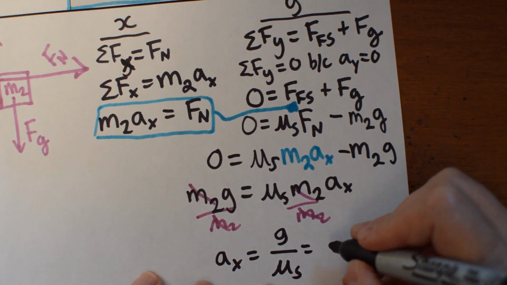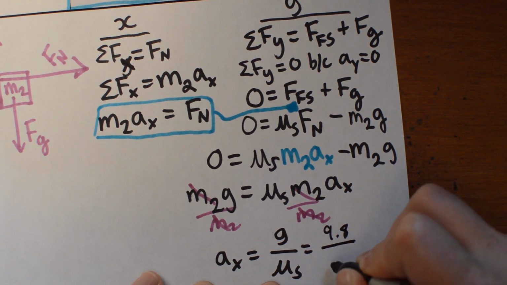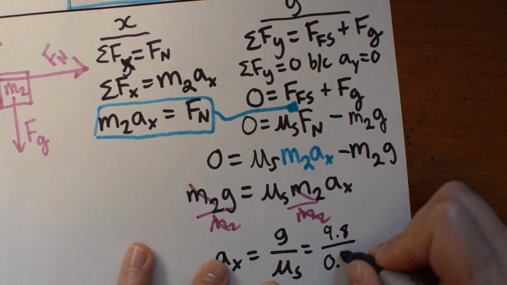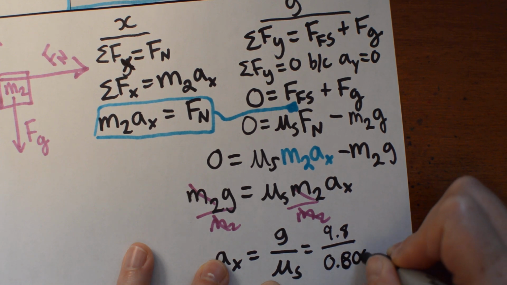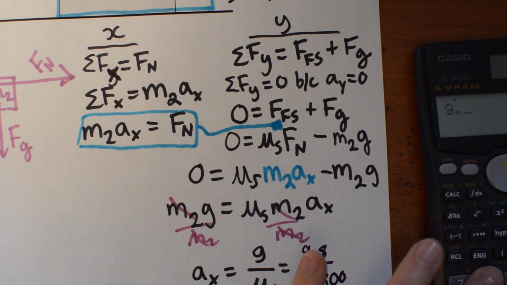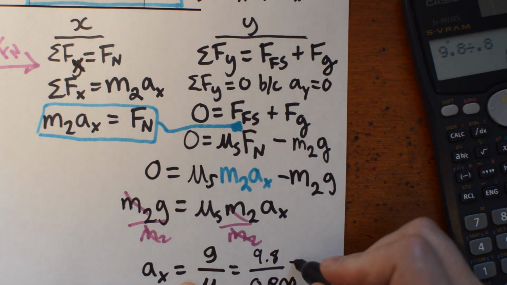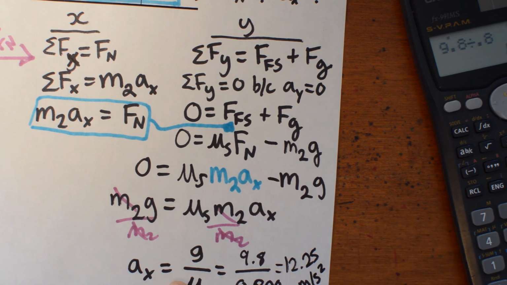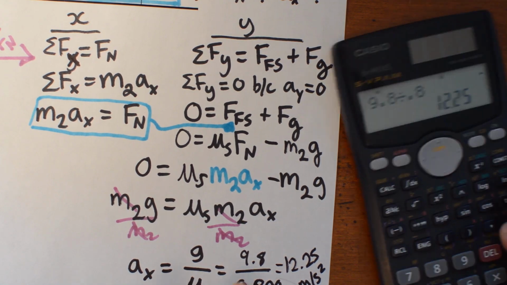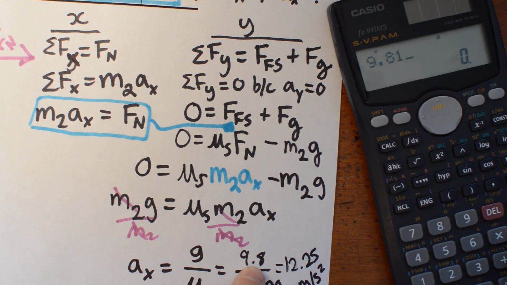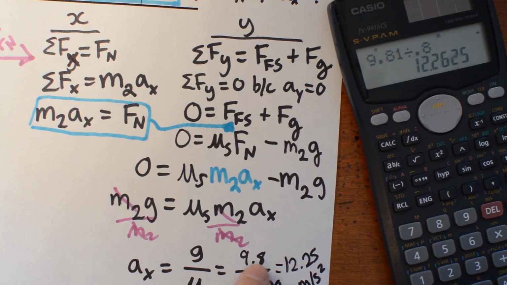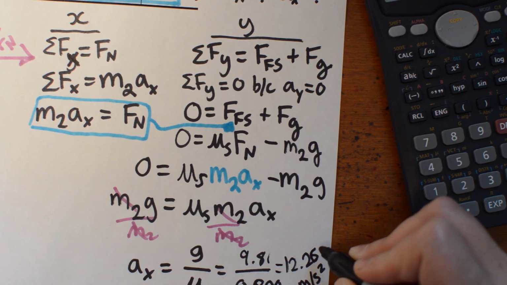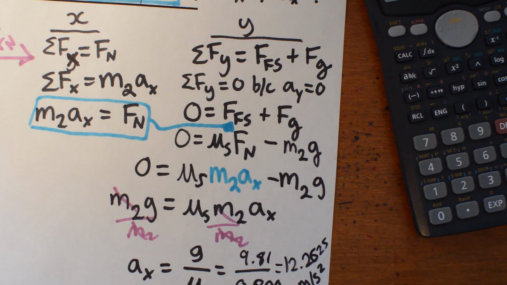And let's get a number for that, just to make our lives easier. 9.8 divided by mu s, which is 0.8. Sorry, 0.8. Okay, so 9.8 divided by 0.8 is 12.25 meters per second squared. We could even make that a little bit more precise if we want. We could do 9.81 divided by 0.8. It doesn't really matter, I'm good with either. A little more precise would be 12.2625 if I do 9.81.